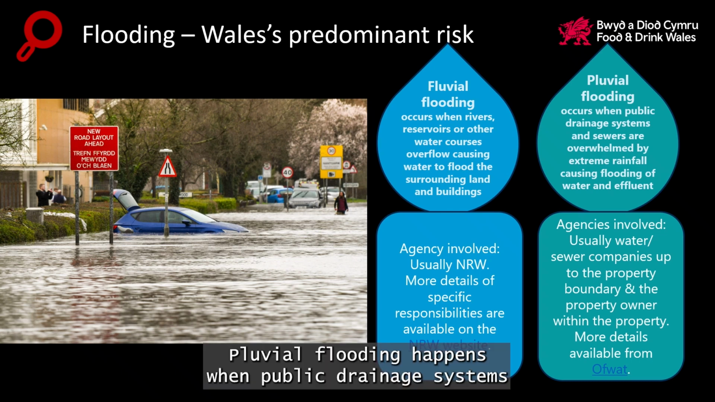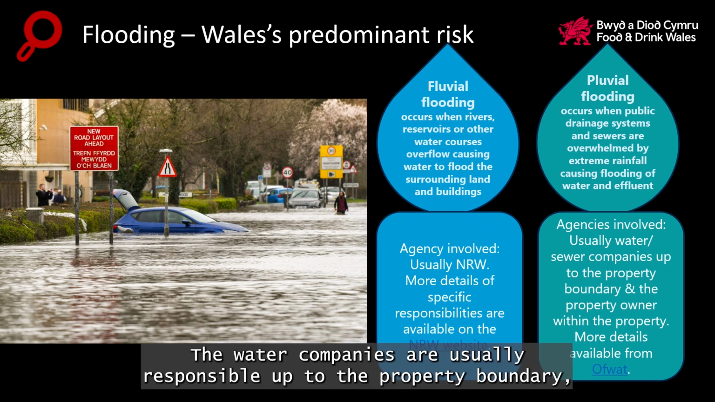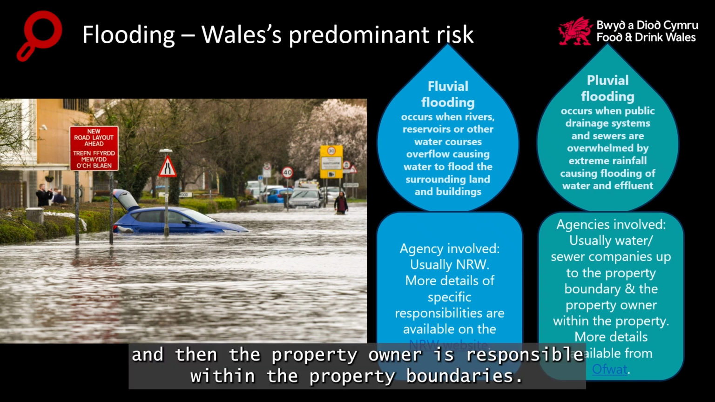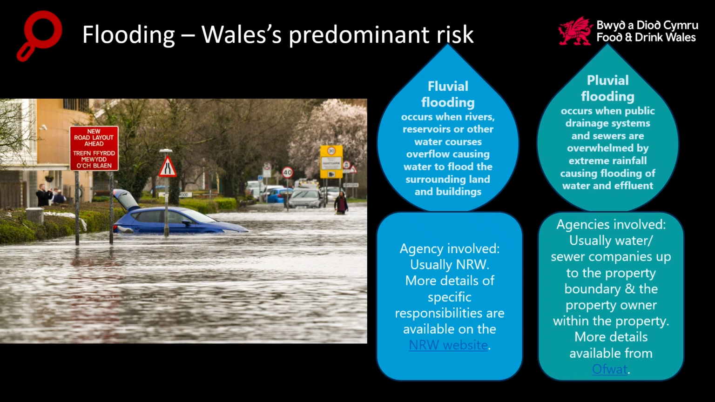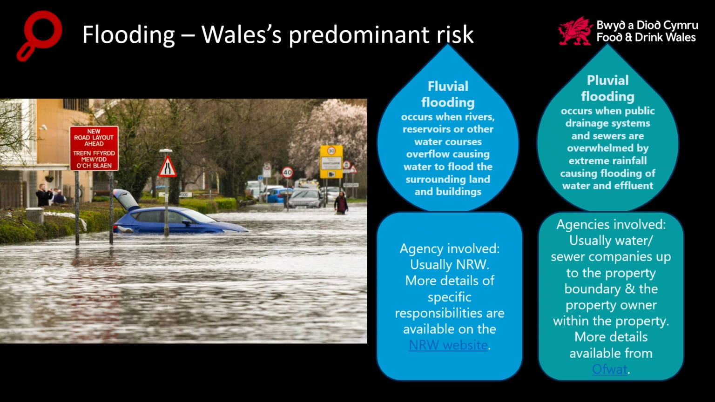Pluvial flooding happens when public drainage systems and sewers are overwhelmed by extreme rainfall. The water companies are usually responsible up to the property boundary, and then the property owner is responsible within the property boundaries. The Ofwat website is another useful resource for further information.